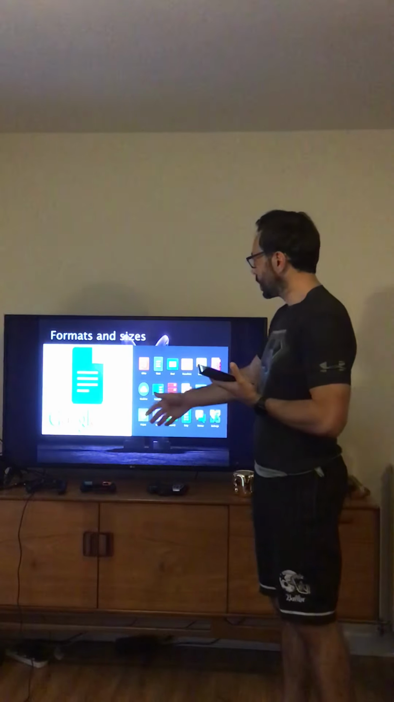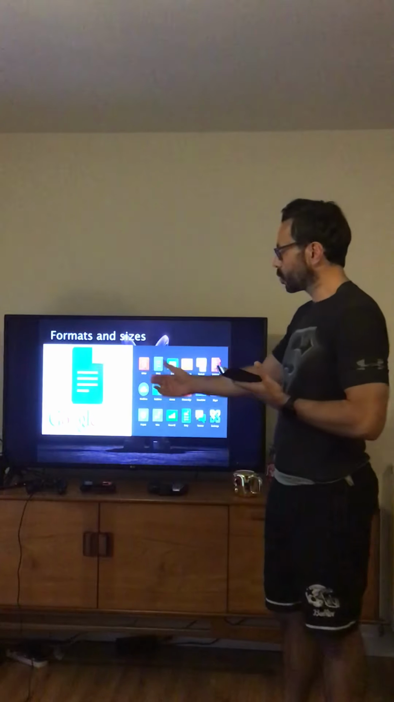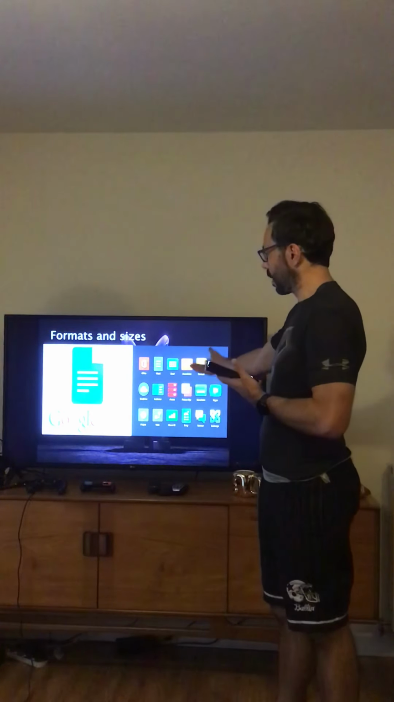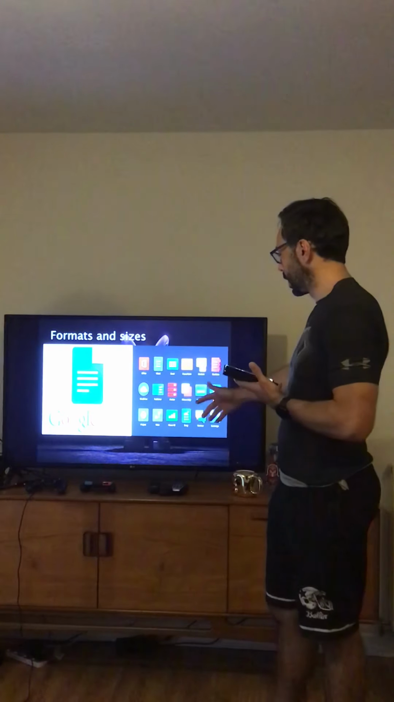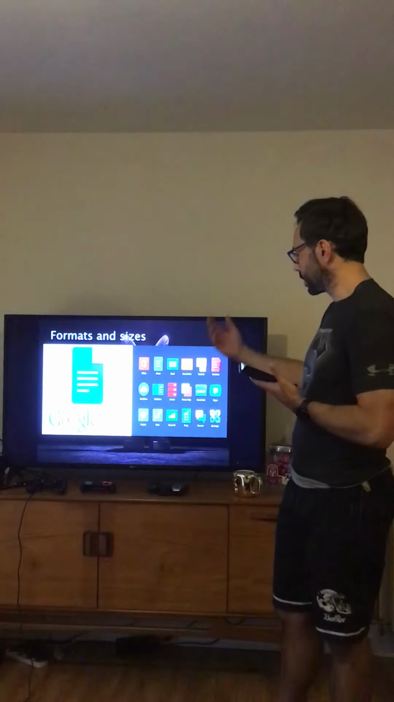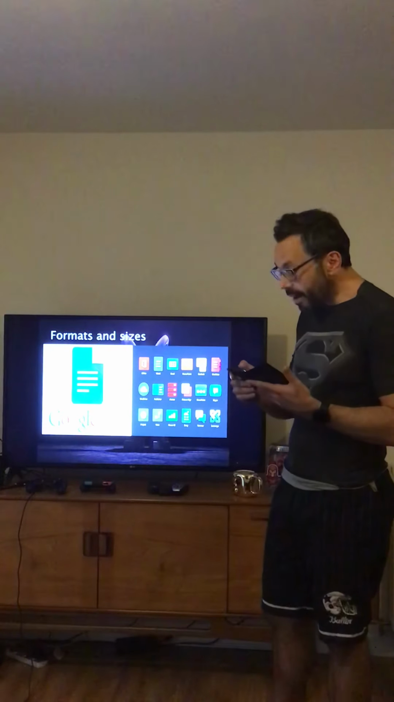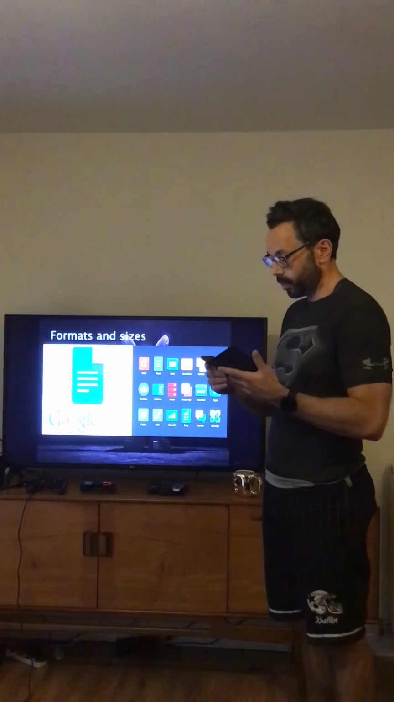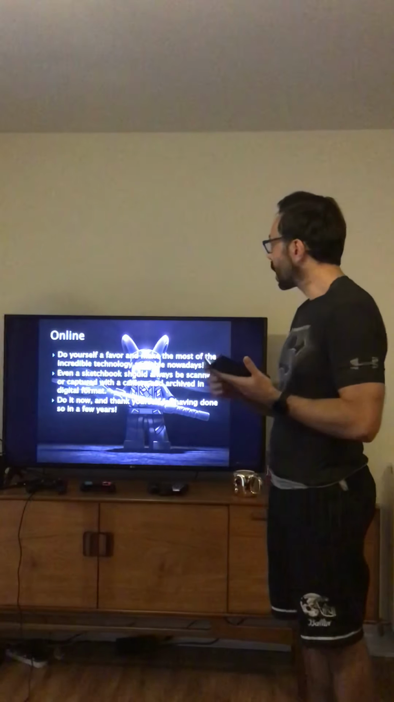Formats and sizes could be in Google Docs. That's a sort of good way of doing it nowadays. And then of course you've got other things as well. Could be like PowerPoint, Word, what else? Visio, or whatever particular application you prefer. So again, think about that.